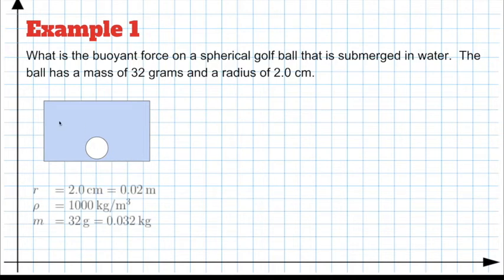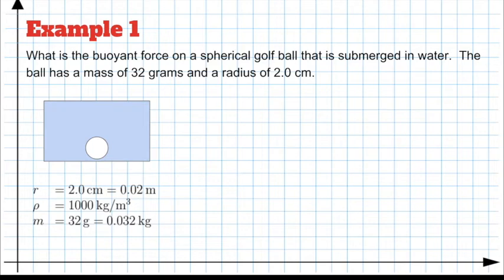And my 2 variables that I have are the radius of the golf ball, which is 2 centimeters, which I'm going to write as 0.02 meters. And the mass of the golf ball, which is 0.032 kilograms. And of course, the density of the water is 1,000 kilograms per meter cubed. In the equation using buoyant force, we're going to need our densities in kilograms per meter cubed.